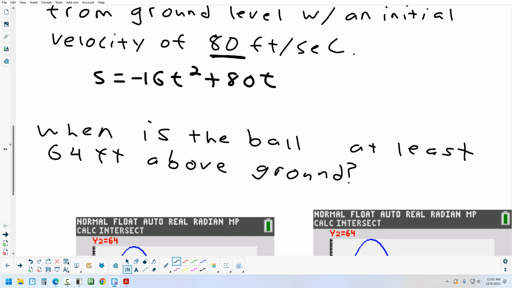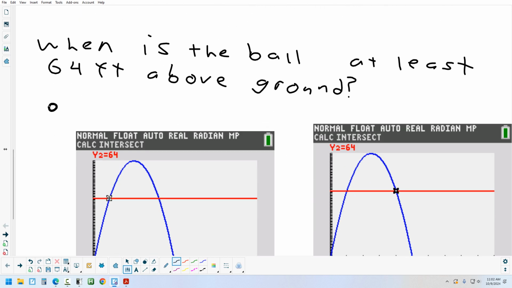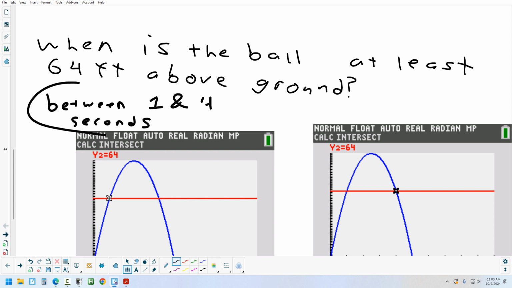So when is the ball at least 64 feet off the ground? Between 1 and 4 seconds. And technically, you can include the 1 and you can include the 4 because at least means that number or higher.